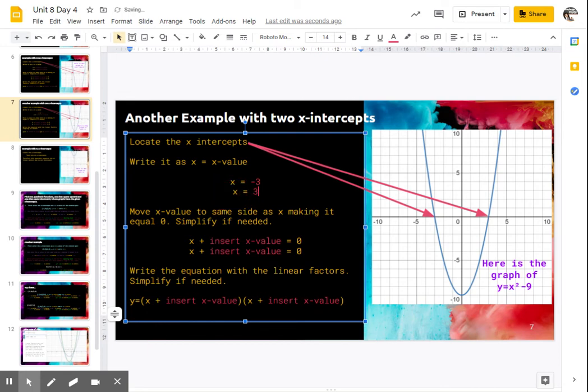All right, we're going to change the sign. So when the first one gets changed, it's going to be a positive. When the second one gets changed, it's going to be a negative 3. All right, we're going to simplify these two. So we're going to change this one to a minus and put 3. And we're going to leave this one as a plus and put 3. And here are my two linear factors.